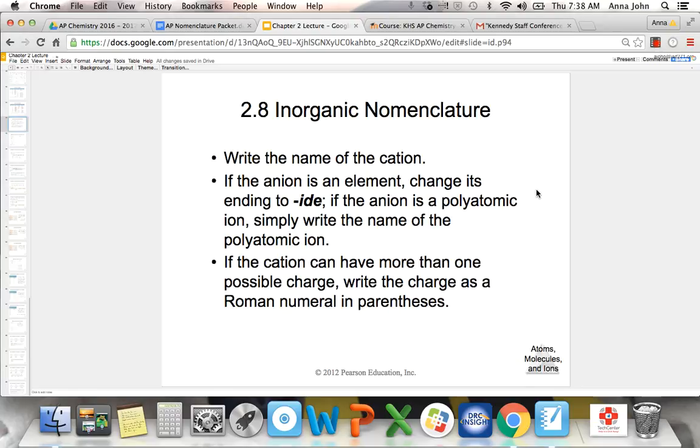You're going to first write the name of the cation. Remember, the cation's the positive. It always comes first. Just write the name, okay? So off the periodic table. Usually it's just an element.